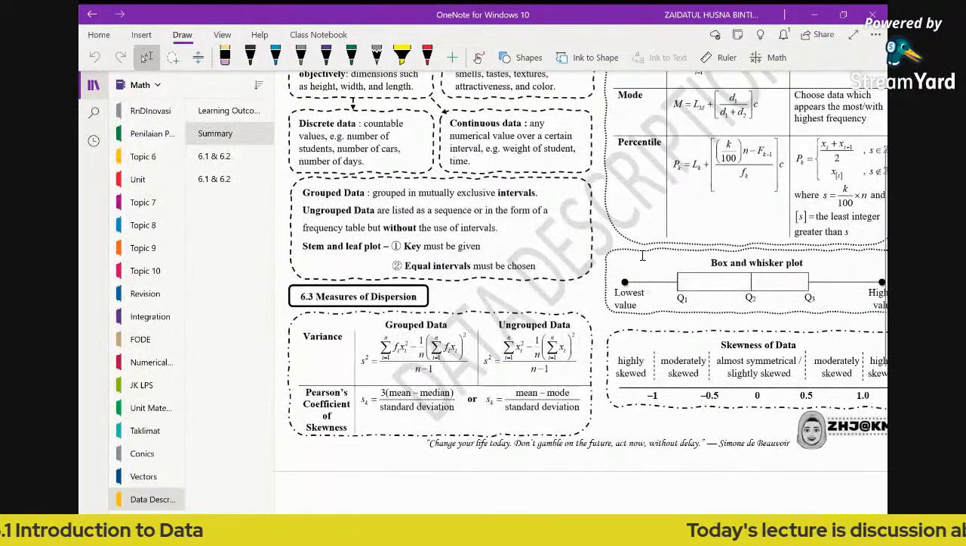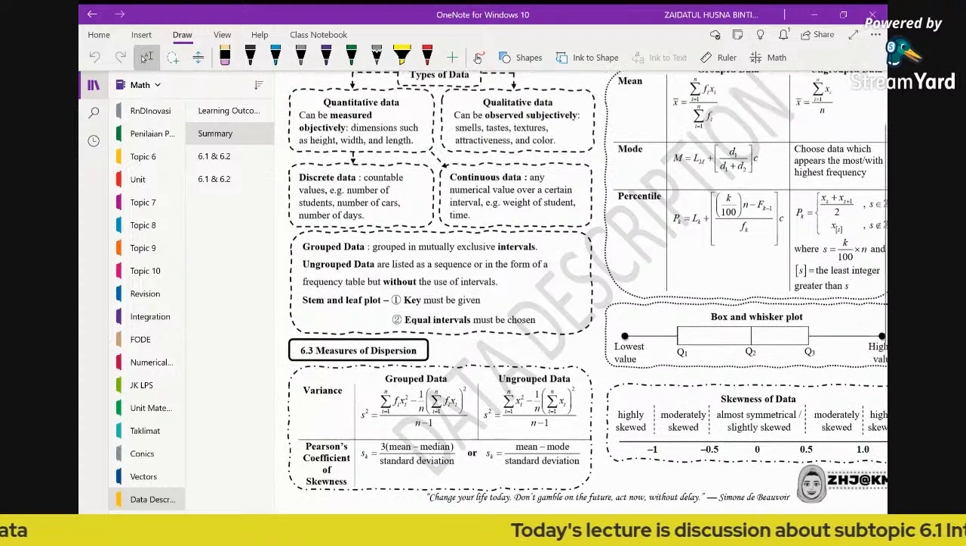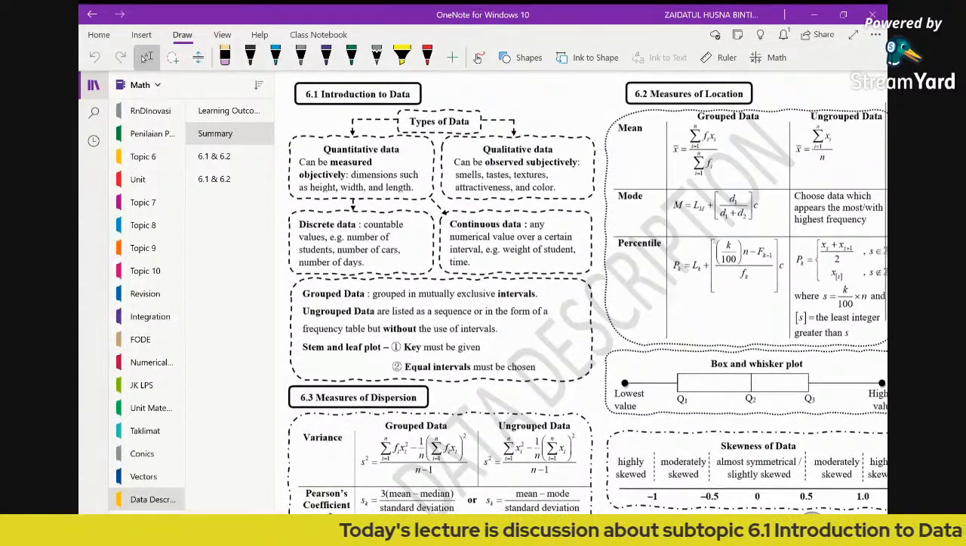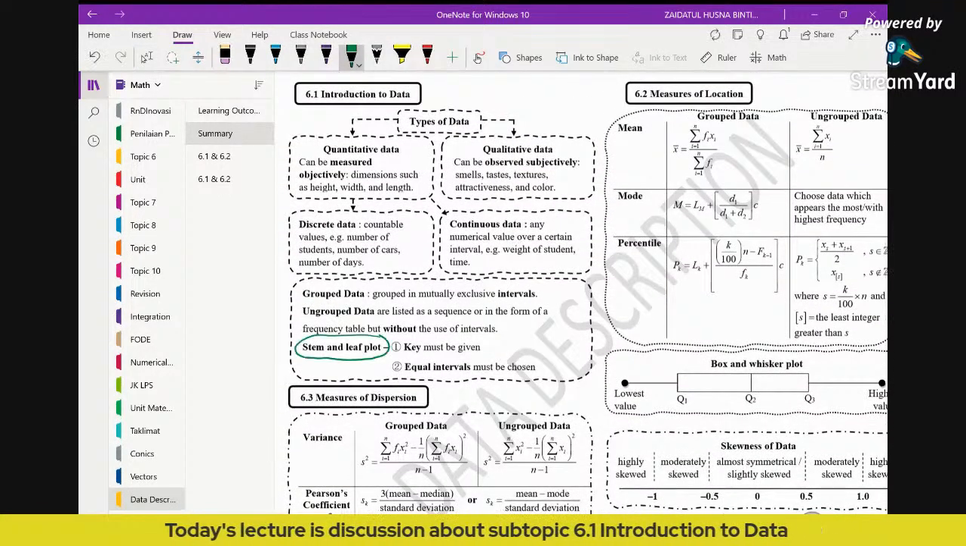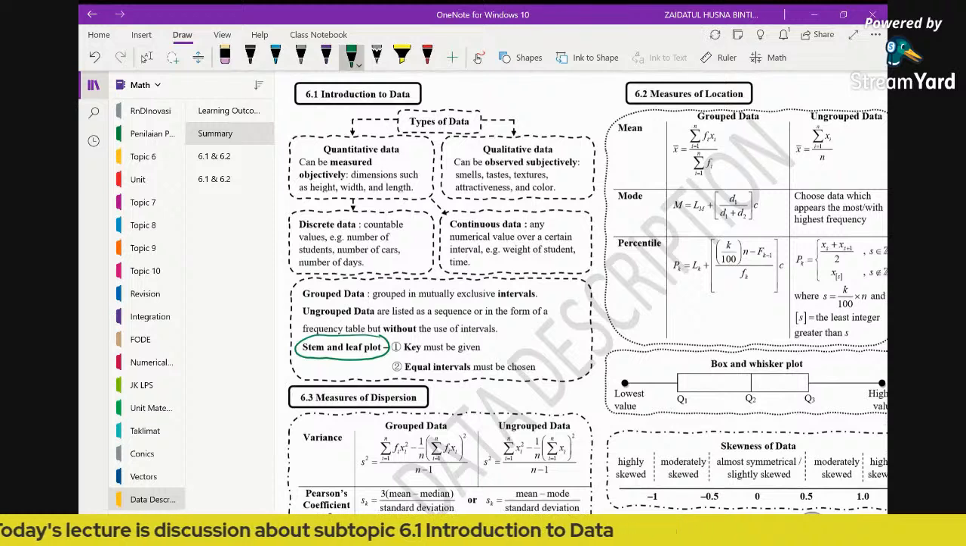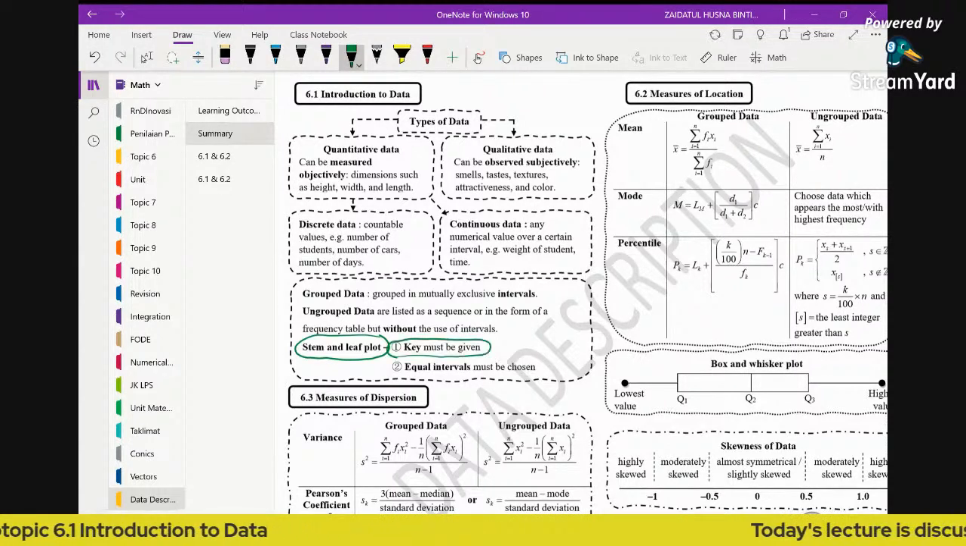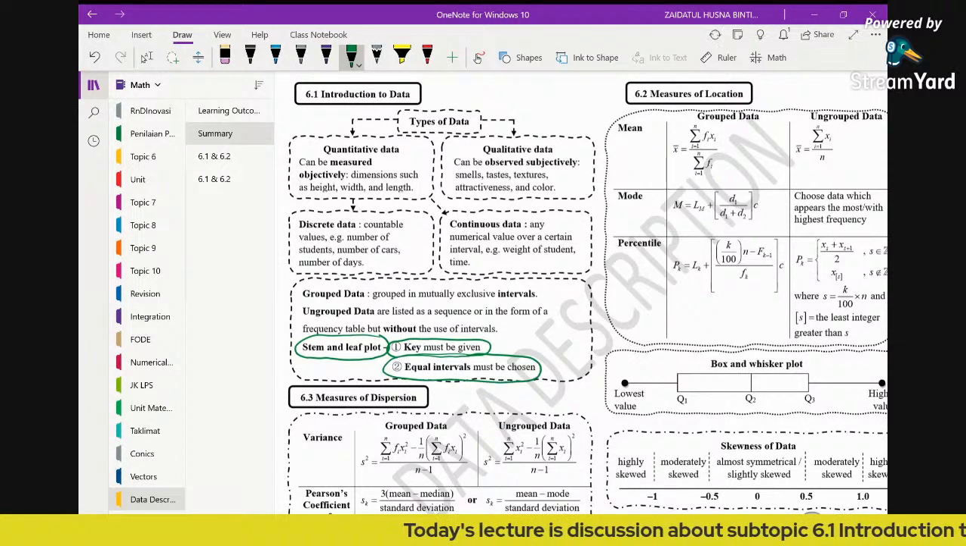Okay, so I have put here a summary. There are two important things to consider. Whenever you sketch or plot the stem and leaf diagram, make sure you provide a key. The key must be given. And the second thing is that equal intervals must be chosen.